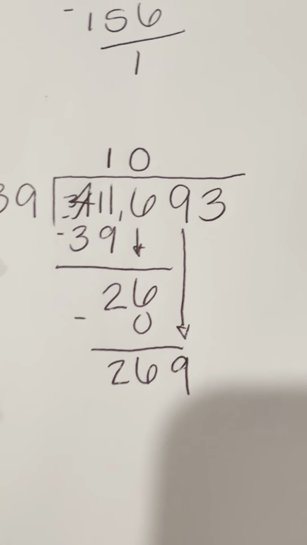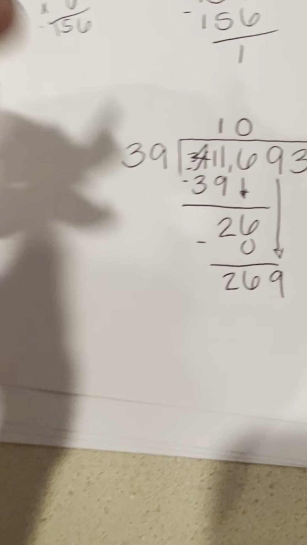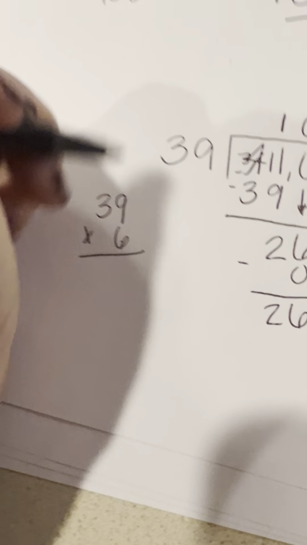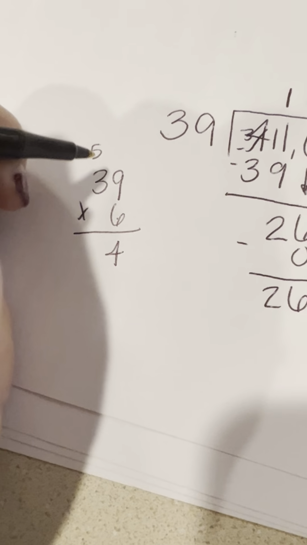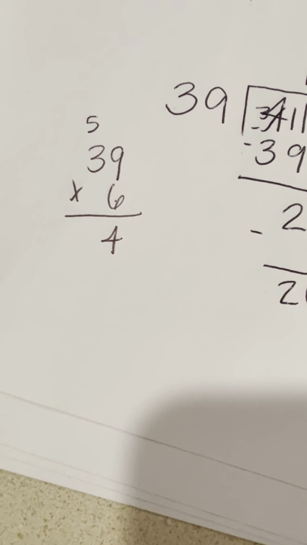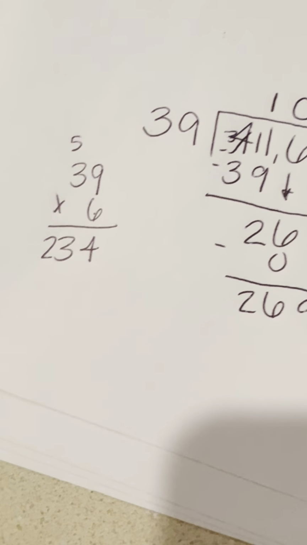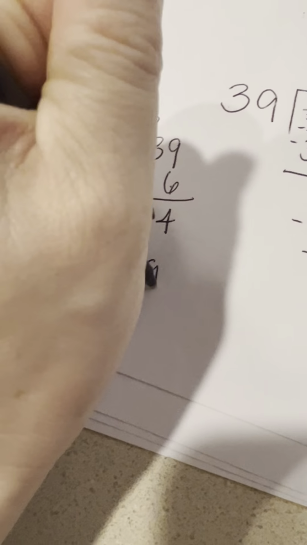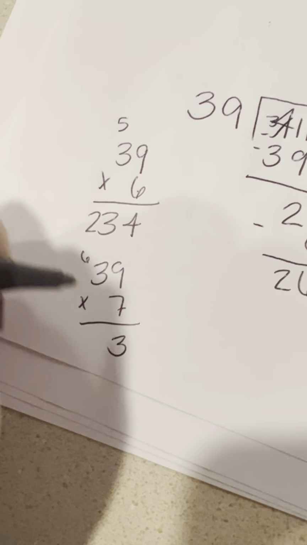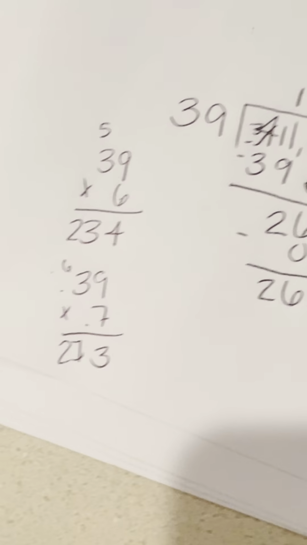So 39 into 269, again, like 39 is close to 40. So like 4 would go into 26 6 times. So I'm just going to do 39 times 6 on the side. And 9 times 6 is 54, carry the 5. And then 6 times 3 is 18. And then 18 plus 5 is 23. So I would say, can I go higher? I'm just going to try. 39 times 7. 9 times 7 is 63. Carry the 6. 7 times 3 is 21. Plus 6 is 273. Ooh, so close.